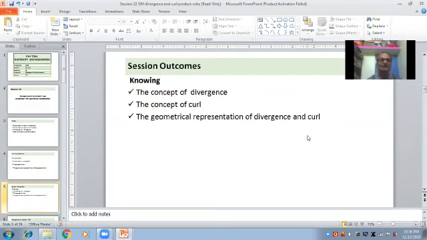And after listening to this lesson, this session, you should be able to know the concept of the divergence and the concept of the curl and how the divergence and the curl are represented geometrically.